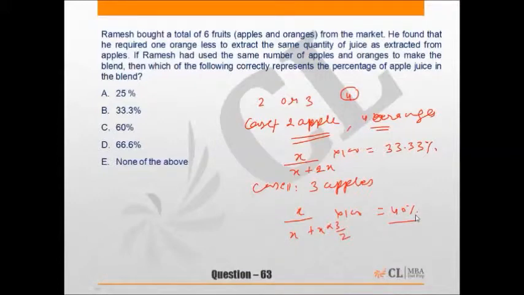If we look at the options, we can see that there should have been a unique answer for this question. However, this is not the case as we are getting two different figures. One is 33.33% and the second one is 40%. But the first figure is given in the options. So this option has to be the correct answer.